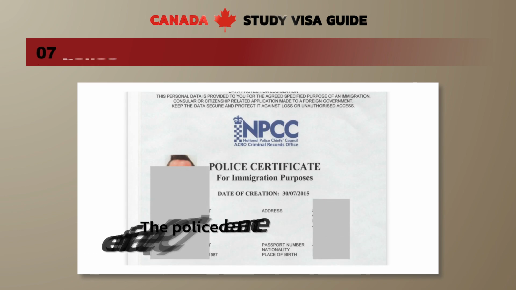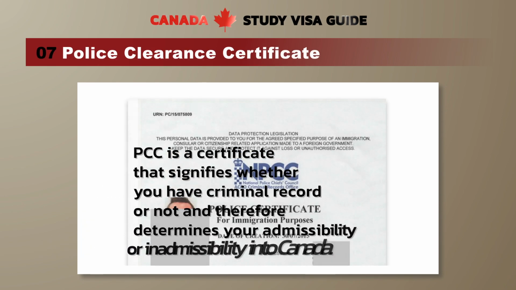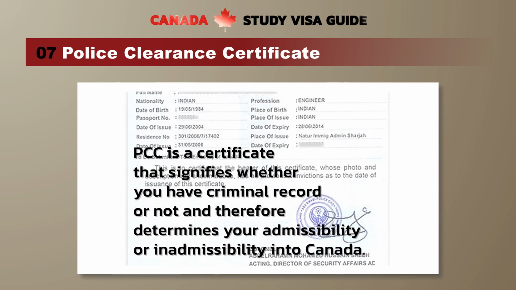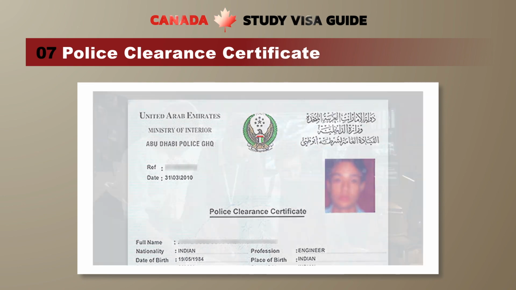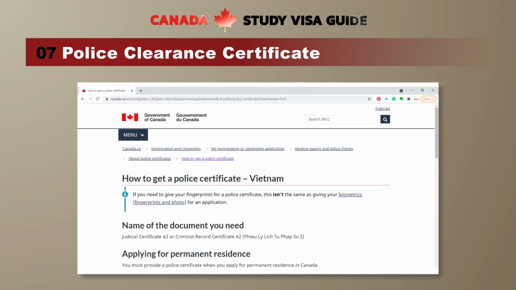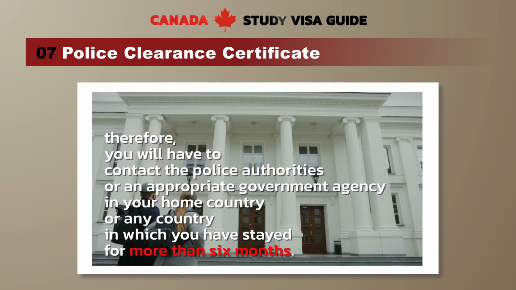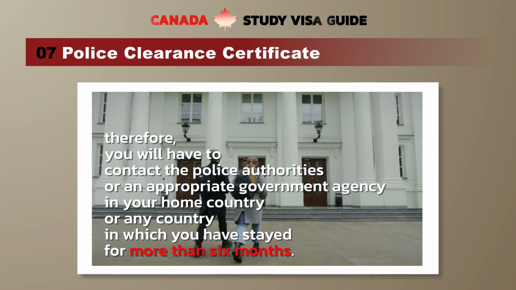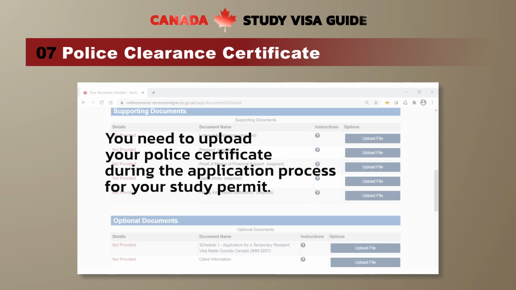The Police Clearance Certificate, PCC, is a certificate that signifies whether you have a criminal record or not and therefore determines your admissibility or inadmissibility into Canada. Every country has its unique process of conducting criminal record verification, therefore you will have to contact the police authorities or an appropriate government agency in your home country or any country in which you have stayed for more than 6 months. You need to upload your police certificate during the application process for your study permit.